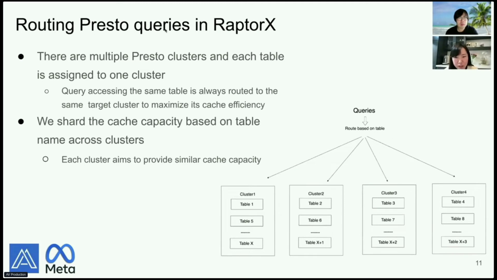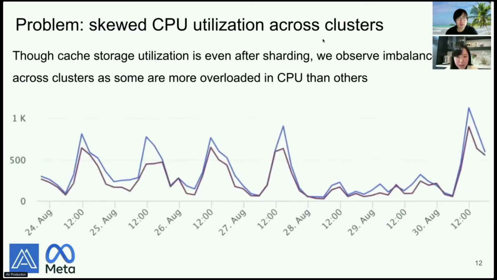So for the routing logic, we shard the cache among clusters based on table name, meaning every cluster has a set of tables to cache. And the query that accesses the same table will always go to the same target cluster to maximize its cache. So unfortunately, under such architecture, even though from the storage perspective the cache is evenly distributed, from the compute perspective we will see imbalance when certain clusters are more overloaded in CPU than others. Next slide.